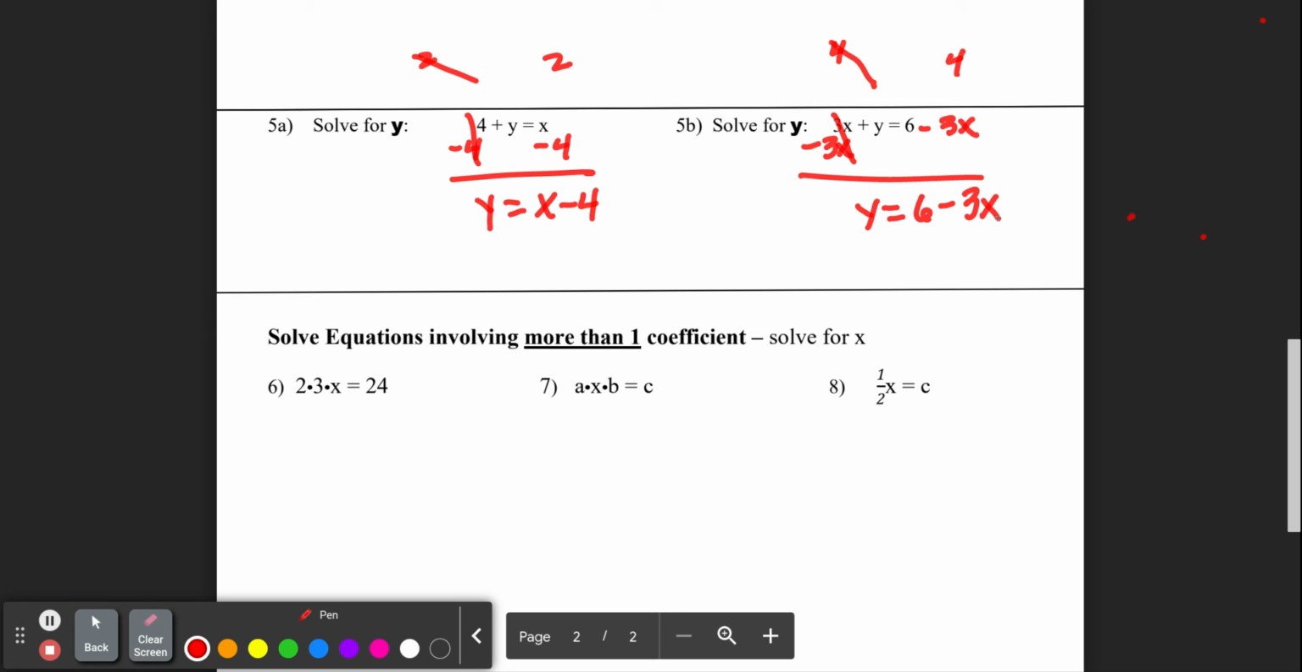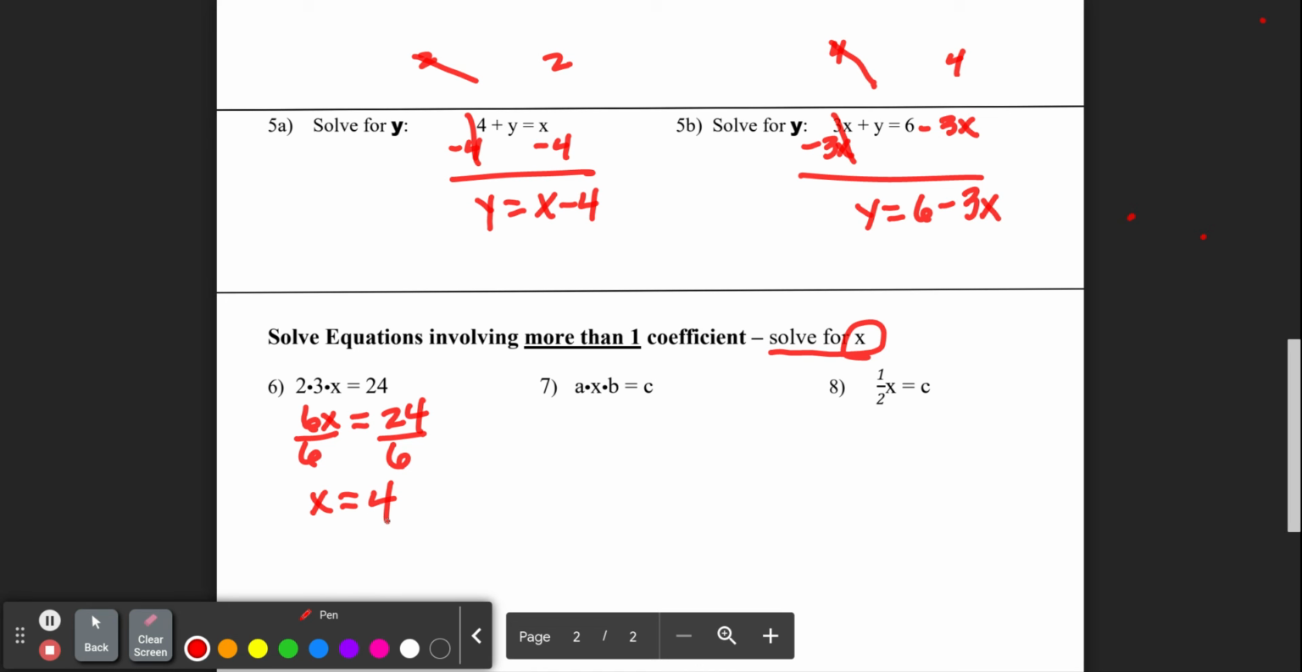All right, let's look at 6, 7, 8. So solve equations involving more than one coefficient. Solve for x on all of them. So in this situation, if I have 2 times 3, let's go ahead and say that that is 6x equals 24. And then we would divide both sides by 6, and x is equal to 4.